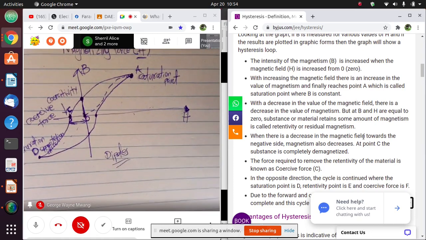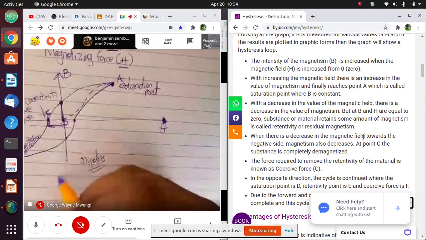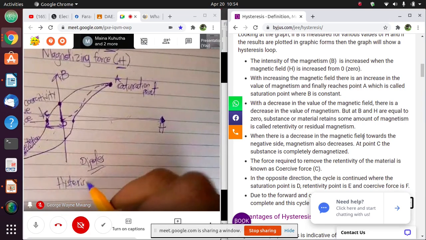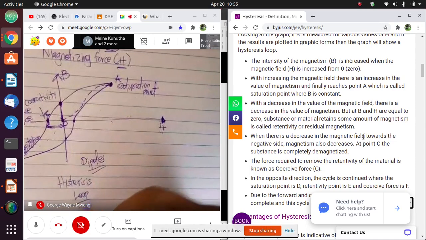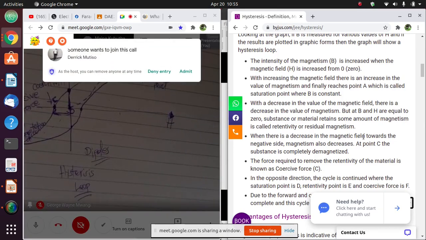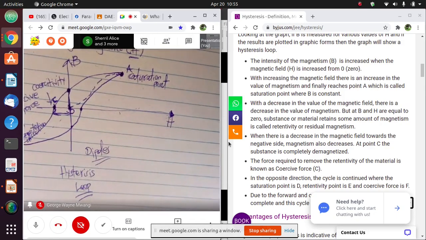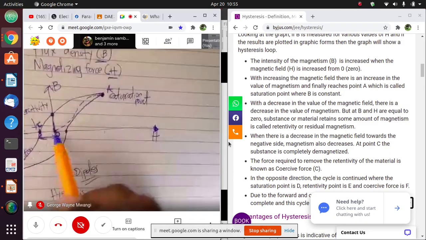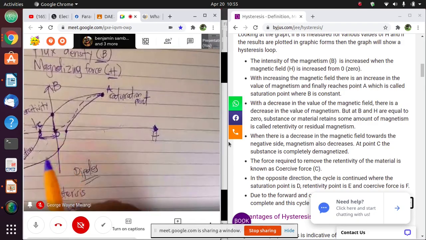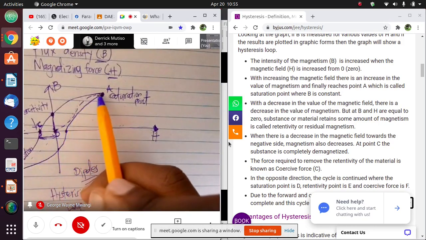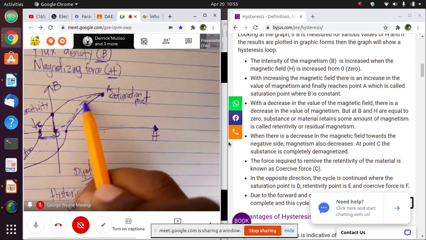Now, this is what is known as a hysteresis loop. It describes the behavior of a magnetic material when exposed to a magnetic field. This point is the initial point of magnetism in the material. It is zero. When you increase it, it increases linearly. I've indicated this using the dotted line.